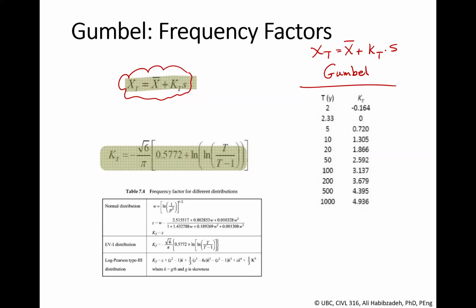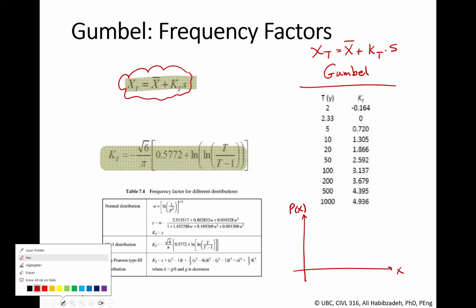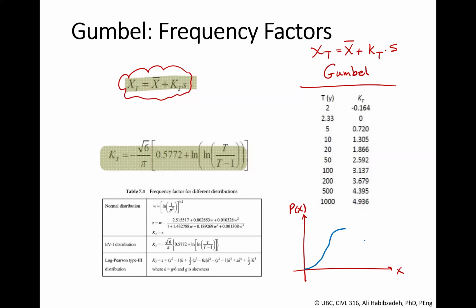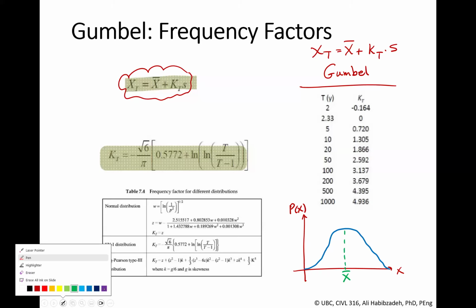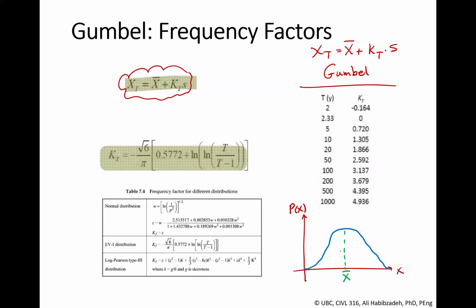I know this is a little bit of a small sketch, but basically what we're saying is, for any given X event, the curve looks like this, has a mean of X bar, and any number that you're interested in is located at a distance of this much. So this is X sub t, and this distance is KT times S. That's the method of moments, right?